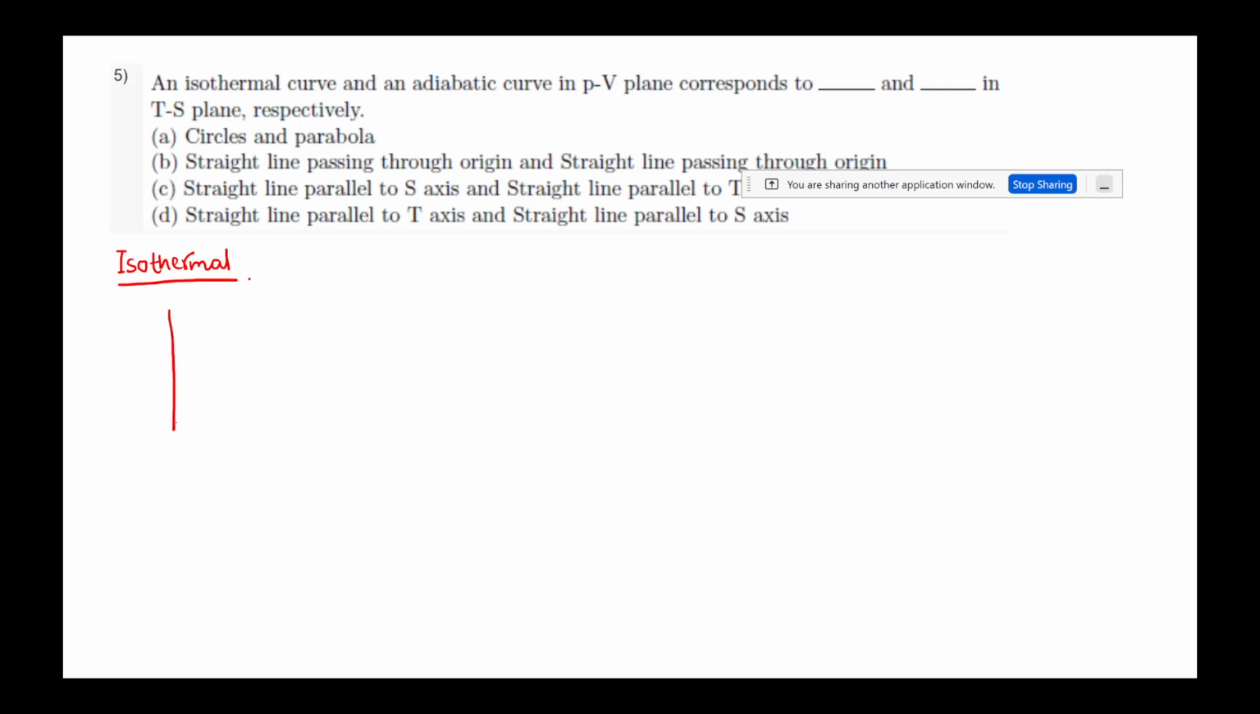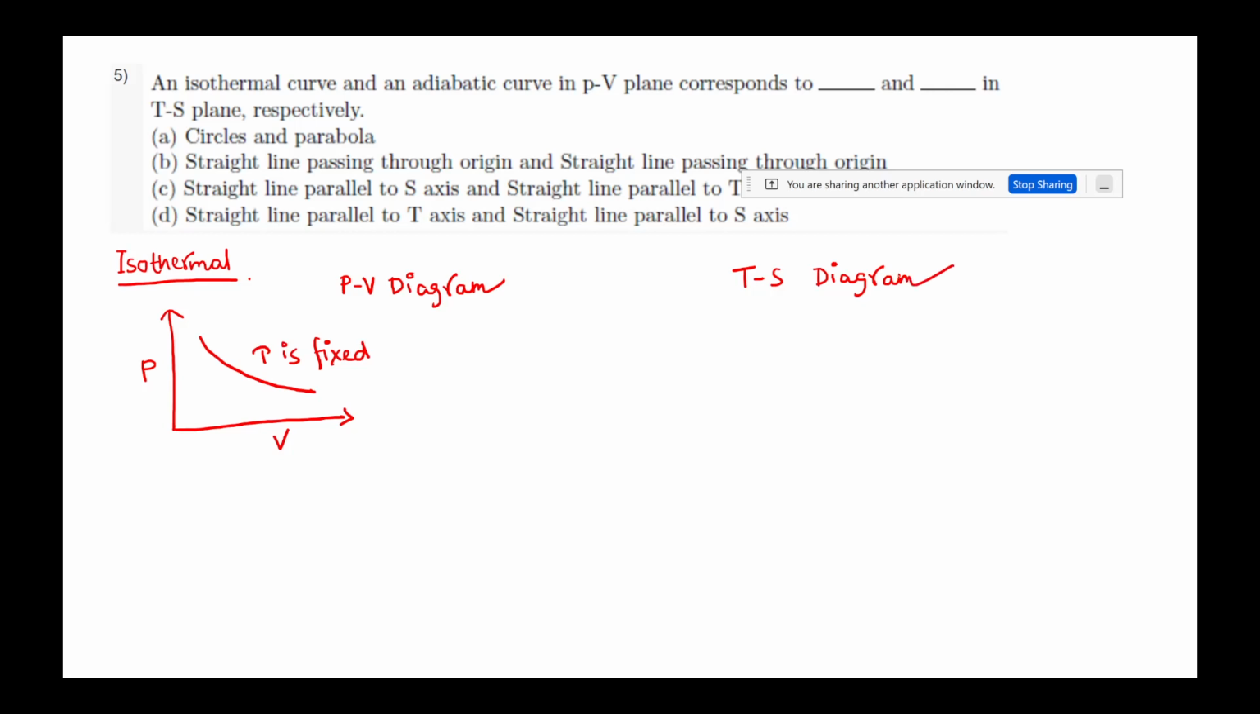Now this is P, this is P. Now for isothermal it is this, and T is fixed. Okay, this is PV diagram. TS diagram. So this is this.